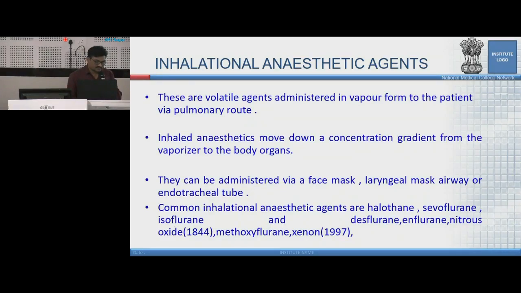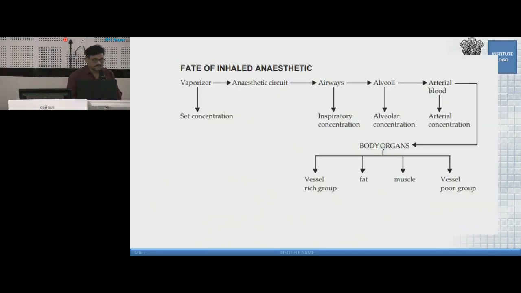from 1844 to 1997, these drugs are revolutionized by time period. Inhalational anesthetic, when we use the drug on the vaporizer, it goes to anesthetic circuit, then airways, then alveoli, then arterial blood, and to the body organs, vessel rich group, vessel poor group, fat and muscle.